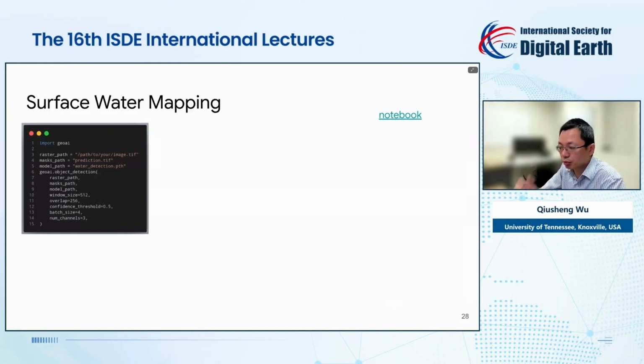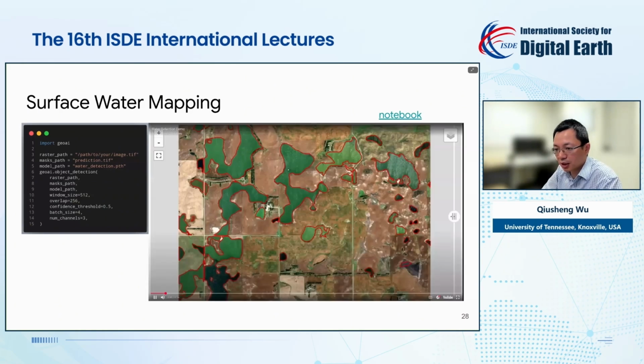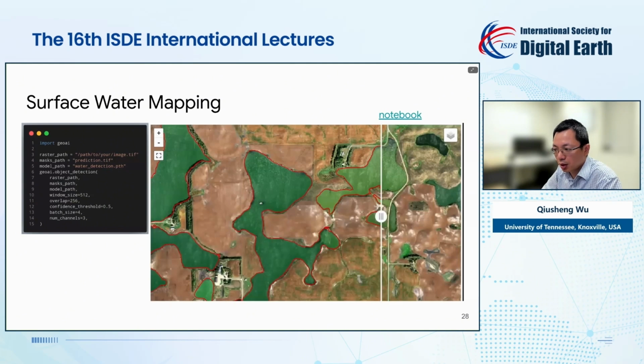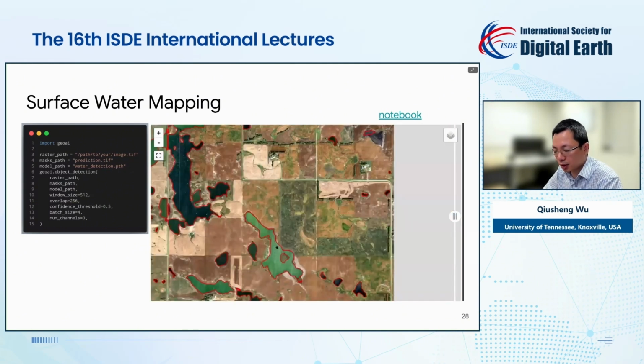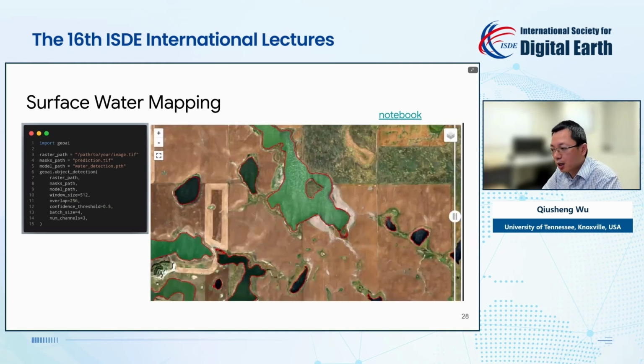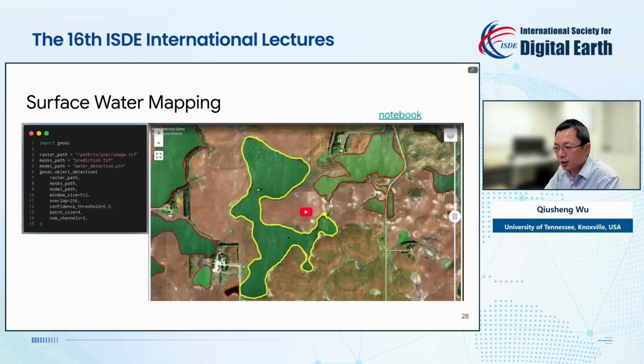So if you want to map surface water, for example, this one shows you using the USDA NAIP imagery, so 60 centimeter resolution, to map surface water. So again, 4 lines of code. You can train your own model, or you can just use the pre-trained model from the example. By the way, these are just examples, just demos. It's not going to be super accurate.